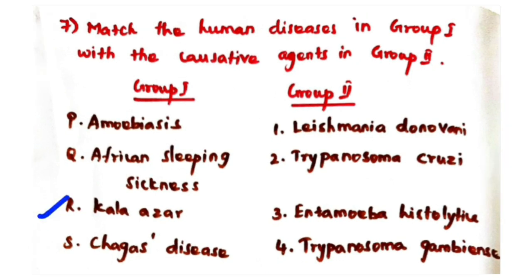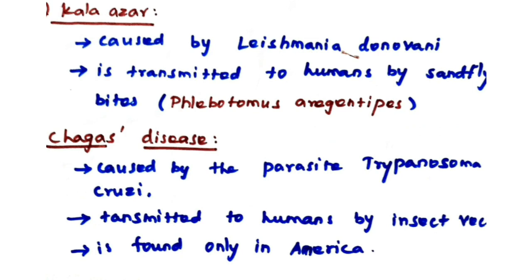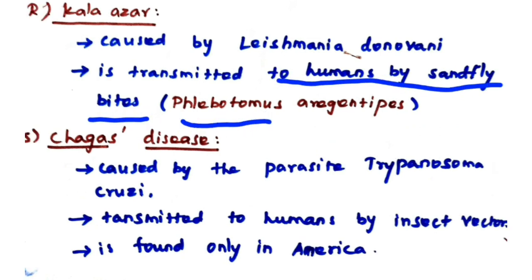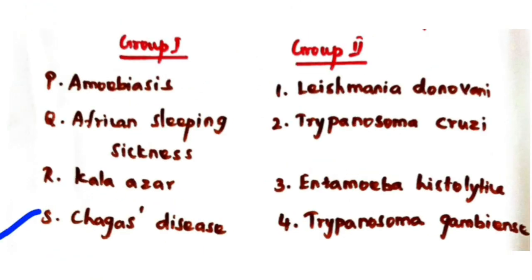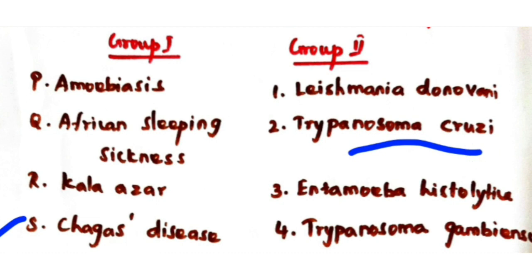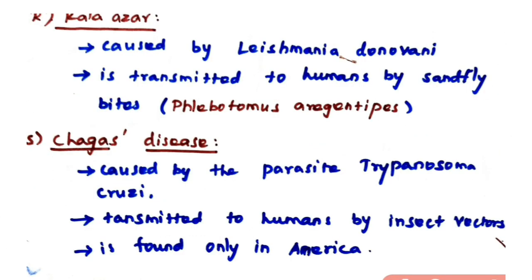Next one is Kala Azar. Kala Azar is caused by Leishmania donovani, which is transmitted to humans by sandfly bites. It is Phlebotomus argentipes. The next one is Chagas disease. Chagas disease is caused by Trypanosoma cruzi, and this disease is transmitted to humans by insect vectors, and this insect is found only in the Americas.